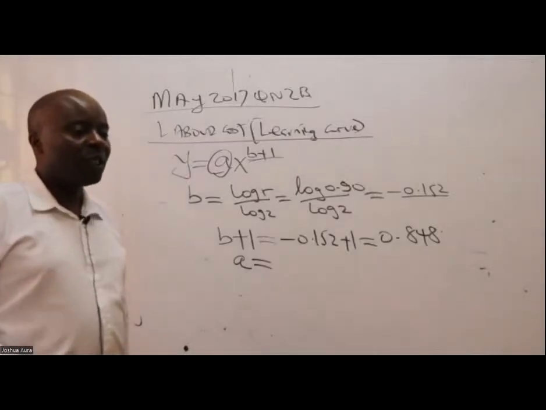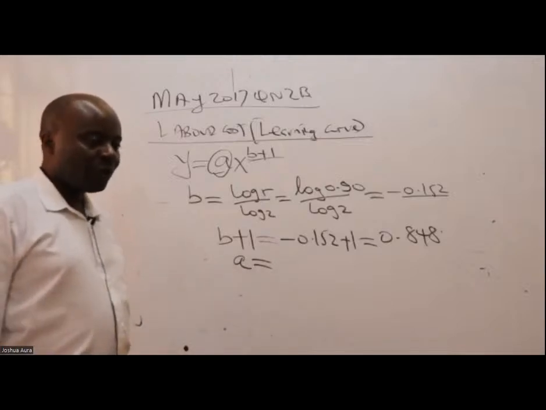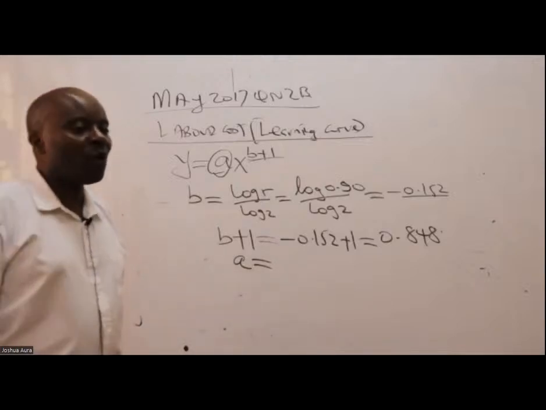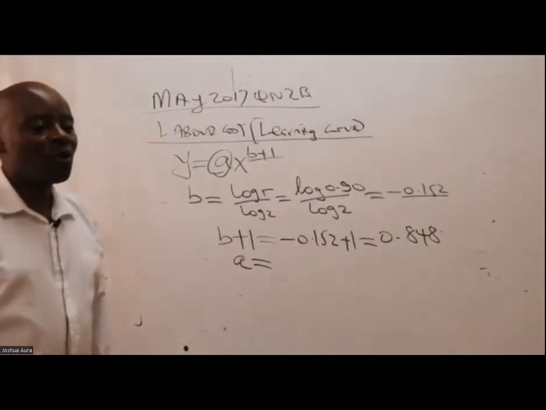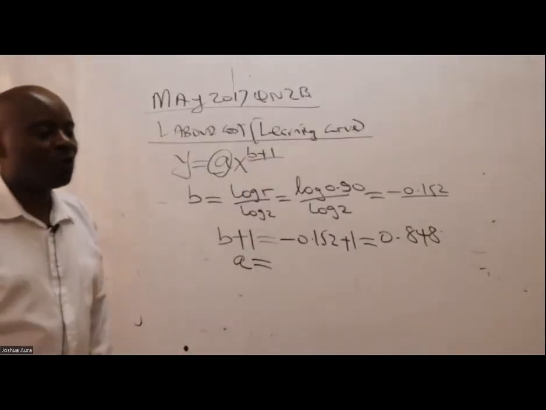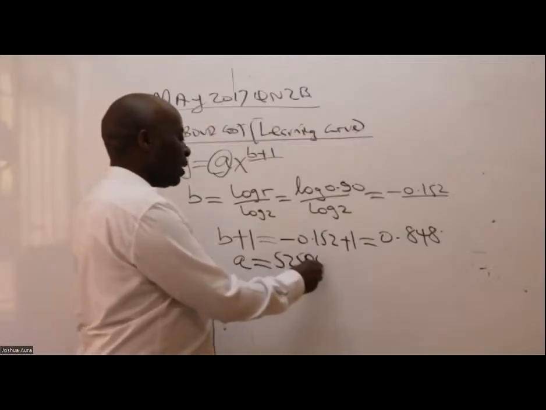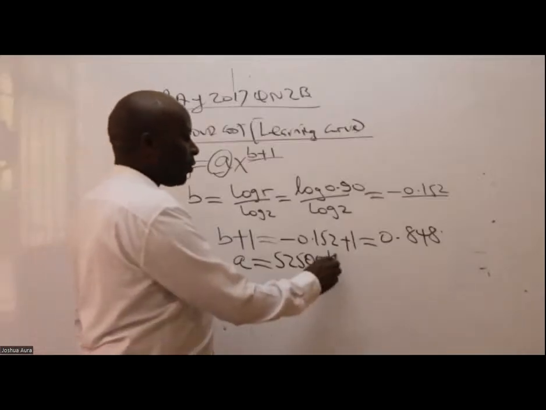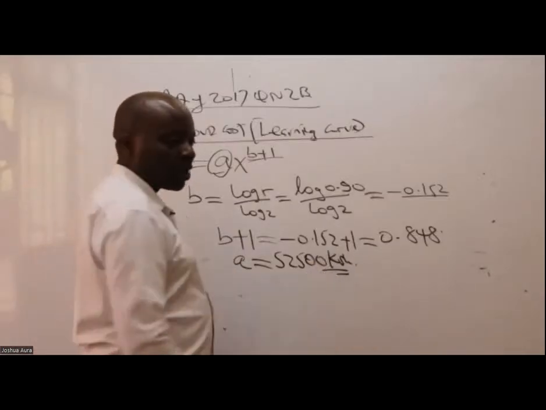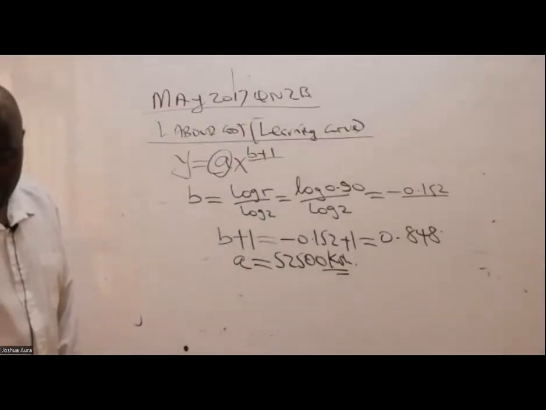Actually, if I'm the one doing this, I'll always look at the cost of the first unit. Is there somebody who is able to see from the question what the labor cost of the first unit was? The very first unit we produced. So Atieno tells me it is 52,500. How about the other students? Is there anybody who is able to see this 52,500 Kenya shillings? Thank you very much. 52,500 Kenya shillings.